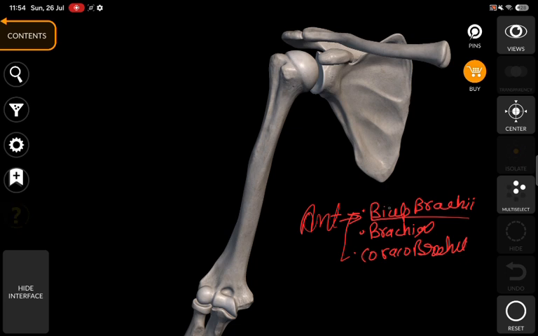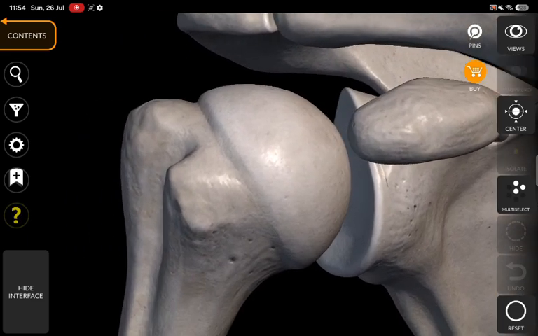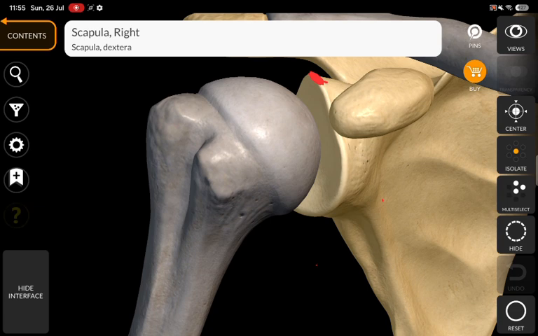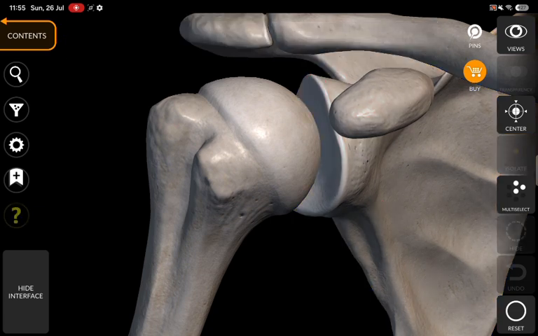So the biceps muscle has, biceps means two heads. Okay, so it has two heads, one long and one short head. The long head of the biceps originates from the superior glenoid tubercle, and the short head of biceps brachii originates from the lateralmost tip of the coracoid process of the scapula.